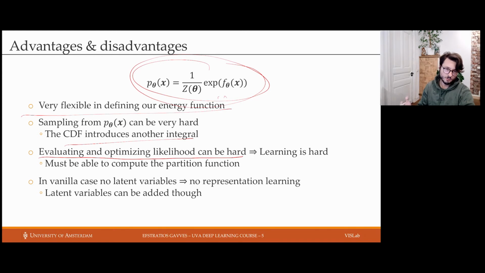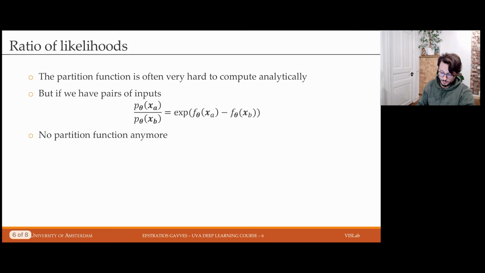Evaluating and optimizing the likelihood can also be very hard, again because we have to compute the partition function. This means that the learning is hard, and for the vanilla cases of energy models we don't really have latent variables, although that can be sort of fixed by introducing latent variables. This means that in the vanilla case we don't have representation learning. So we do assign likelihoods on our inputs, but we don't learn features, we don't learn representations.